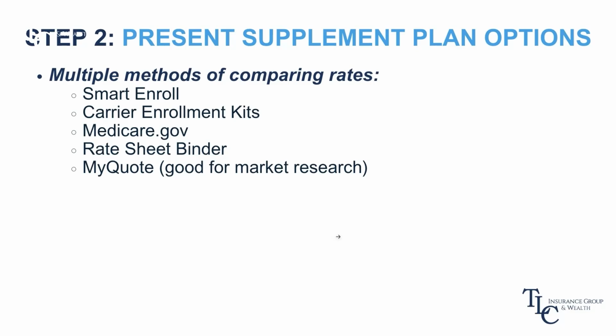Many of the carrier enrollment kits have the rate tables right in them, and you can download rate sheets from many of the carriers' websites and keep a binder. Sometimes it's honestly the easiest way. Have all the carriers in your area that you know are very competitive in a binder, their rate sheets. You can look up the person's age and zip code very, very quickly.